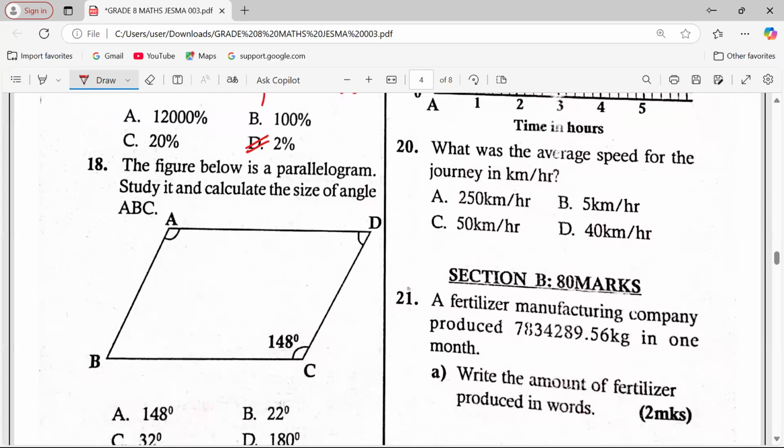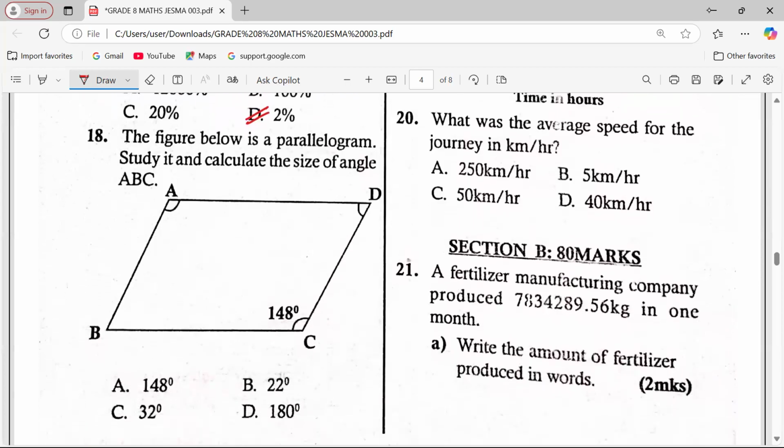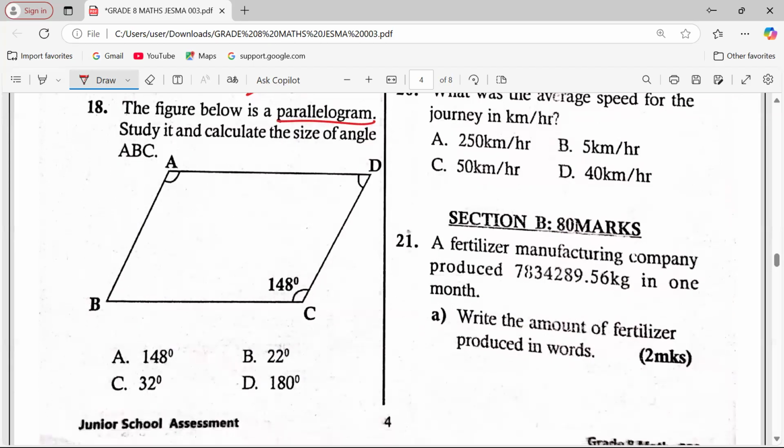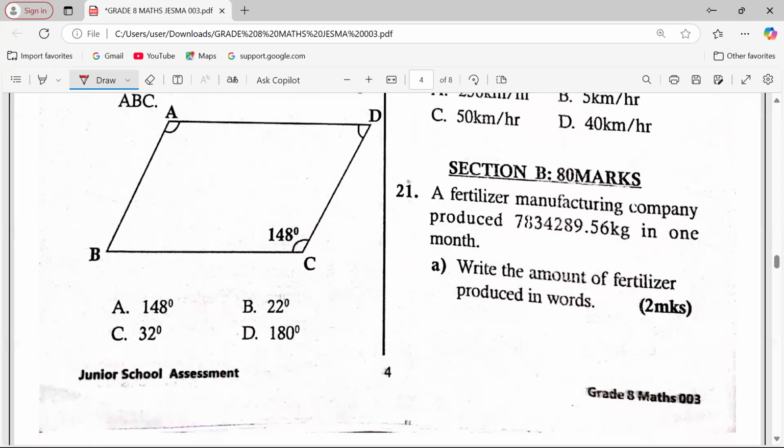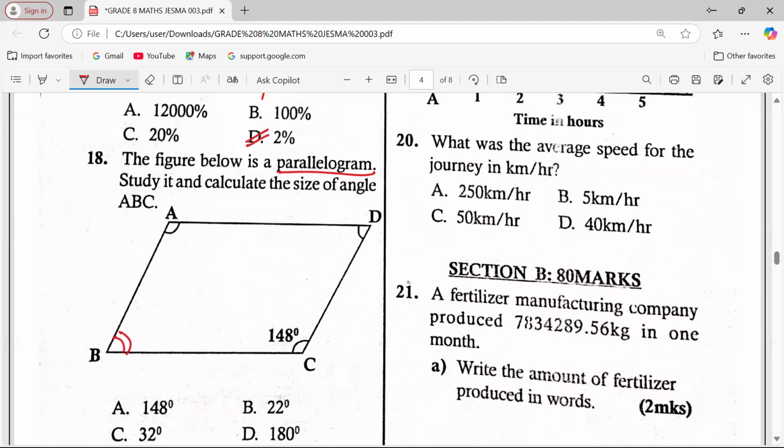Number 18, very good question, whereby we are told that the figure below is a parallelogram. Study it and calculate the size of the angle ABC. The angle ABC is at this point. So what we should know is that in a parallelogram, opposite angles are usually equal. So the value of this angle is also 148. Then after knowing that, we will know that the other two are also equal.